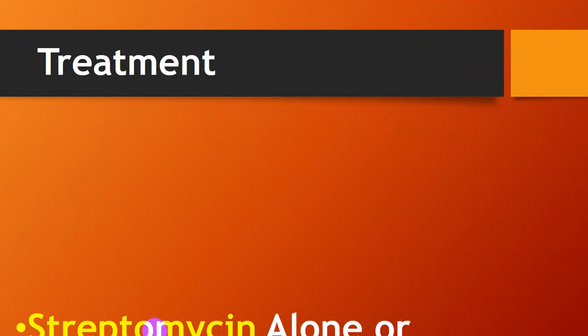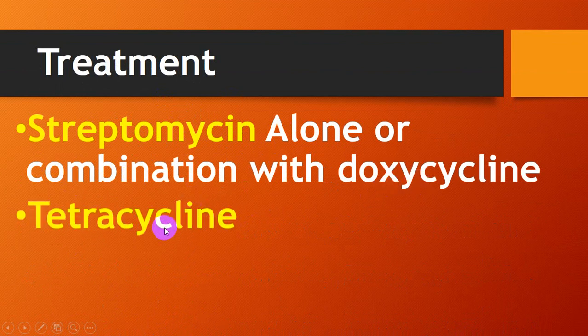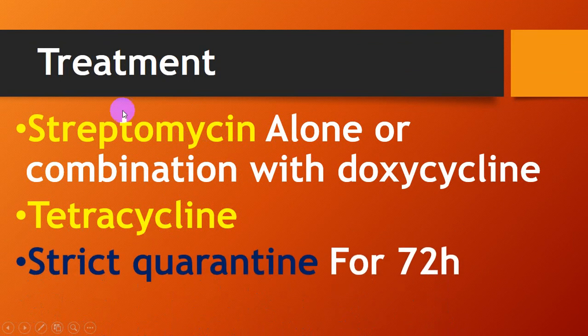Next, what is the treatment of this bacteria? Treatment is streptomycin, the first-line anti-TB drug, for pneumonic plague. We can give it alone or in combination with doxycycline, a protein synthesis inhibitor. We can also give the tetracycline group, also protein synthesis inhibitors. The patient should be in strict quarantine, staying at home for 72 hours, because this infection spreads 3 to 7 hours after the exposure. So you have to understand that.